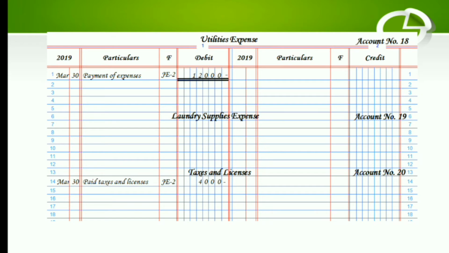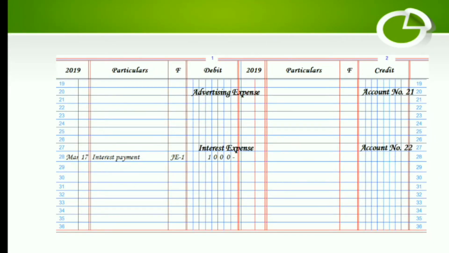So let's proceed to account number 20, taxes and licenses. We only have one amount here, and that is the payment on taxes and licenses on March 30, 2019, and it's 4,000 pesos. So let's just double rule this one. Moving on to account number 21, advertising expense, and it's a blank one. So let's proceed to account number 22, interest expense, and we only have one transaction posted in here, and that is the payment of interest on March 17, 2019, the amount of which is 1,000 pesos. So let's double rule the 1,000 pesos.